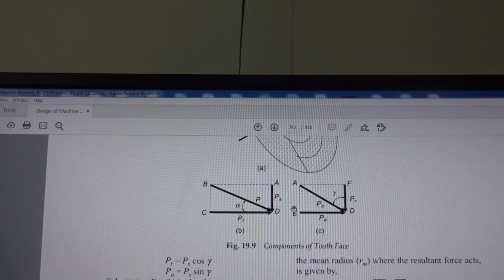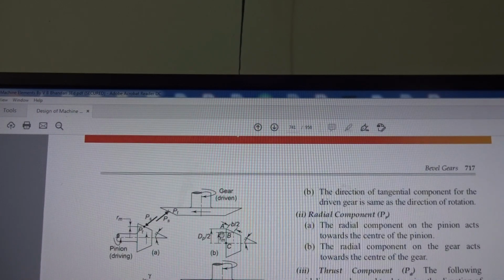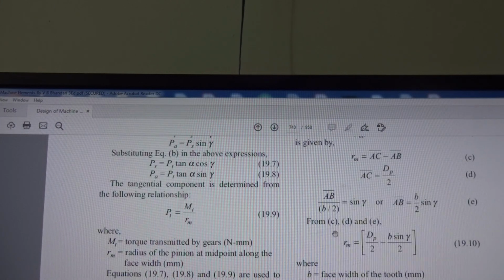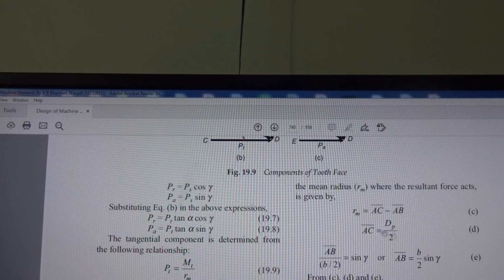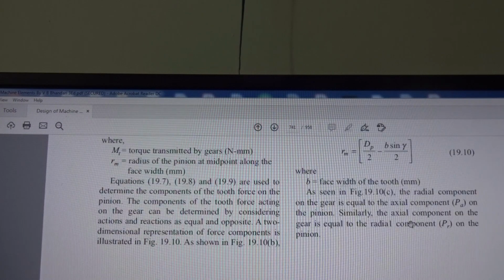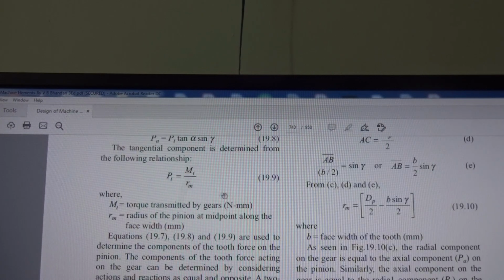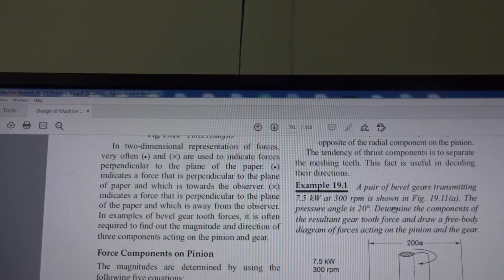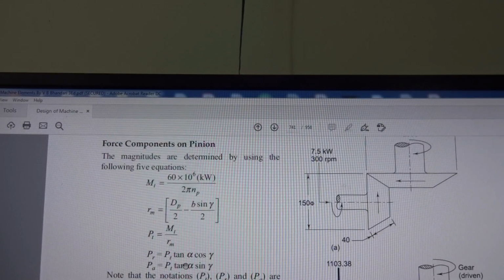From this figure, this one is the RM, the radius at the middle point of the pinion, and we obtain it from RM is equal to d by 2 minus this distance, and this distance is b by 2 sin gamma. So RM is equal to d by 2 minus b by 2 sin gamma. From here you can get PT, and when you get PT you can find the values of PR and PA from these relations.